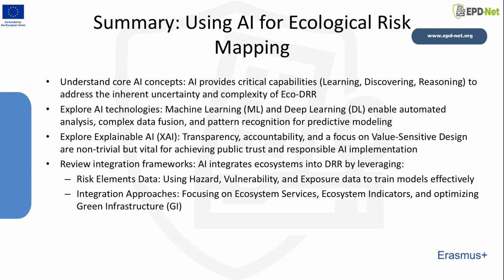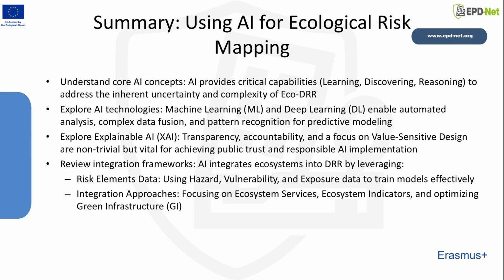Let us summarize how AI contributes to ecological risk mapping by revisiting our 3 learning objectives. Regarding our first objective, understand core AI concepts, the key takeaway is that AI provides the critical capabilities, learning, discovering, and reasoning, to effectively address the inherent uncertainty and complexity of ecosystem-based disaster risk reduction.